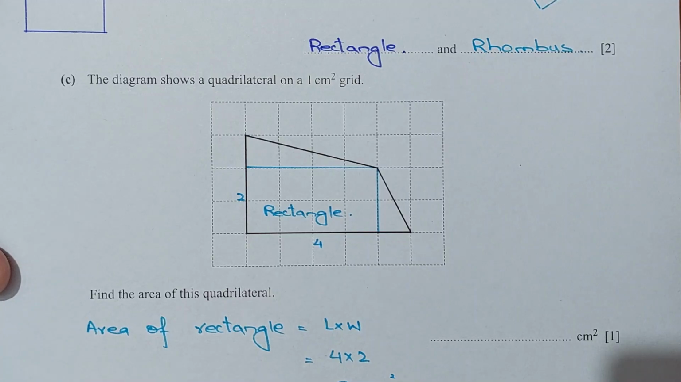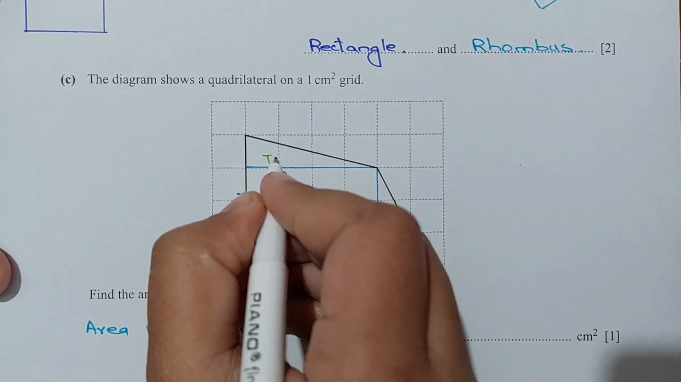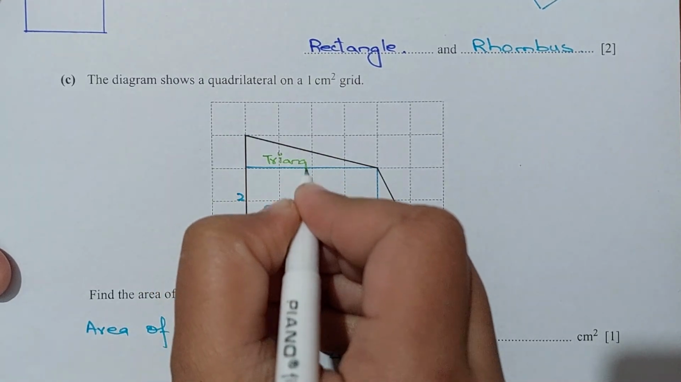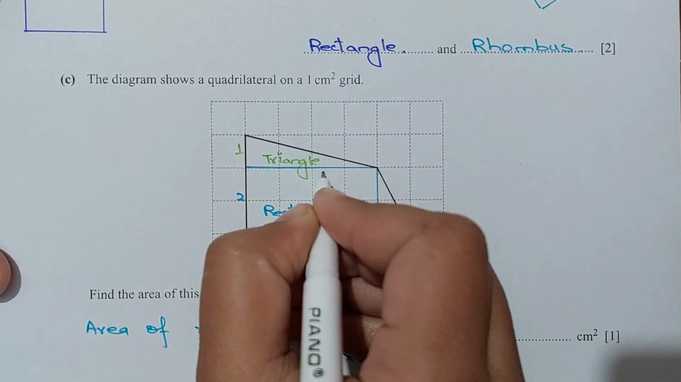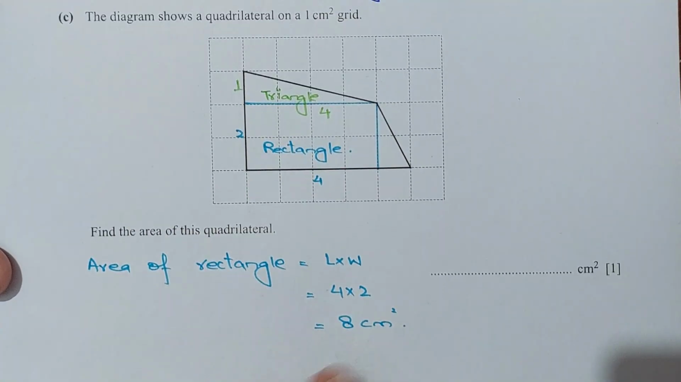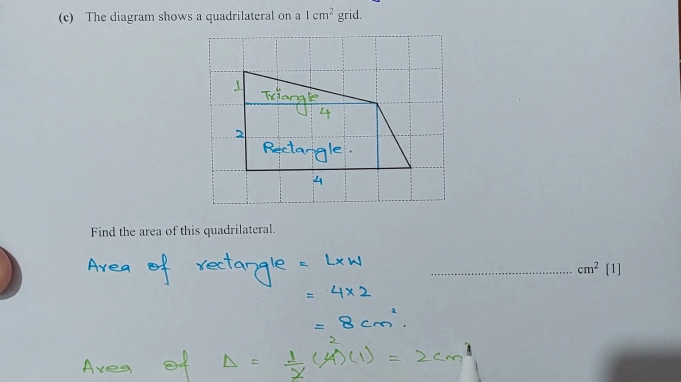Right. Now the next is, this is a triangle. So this length is 1 and 1, 2, 3 and 4. This length is 4. So what is the area of a triangle? Area of triangle is half base times height. Base is 4 and the height is 1. Half of 4 is 2, so this is 2 centimeters square.